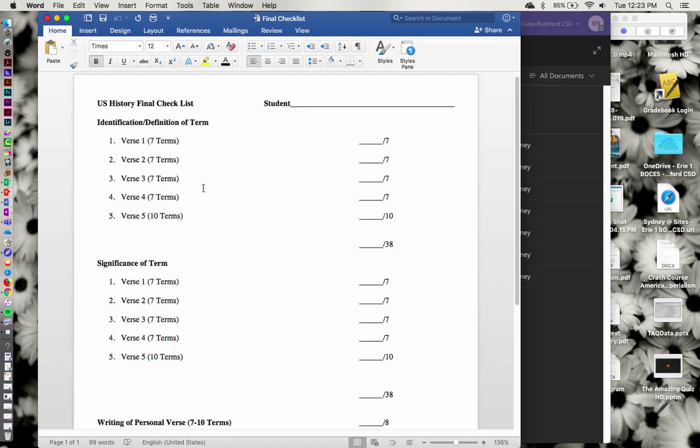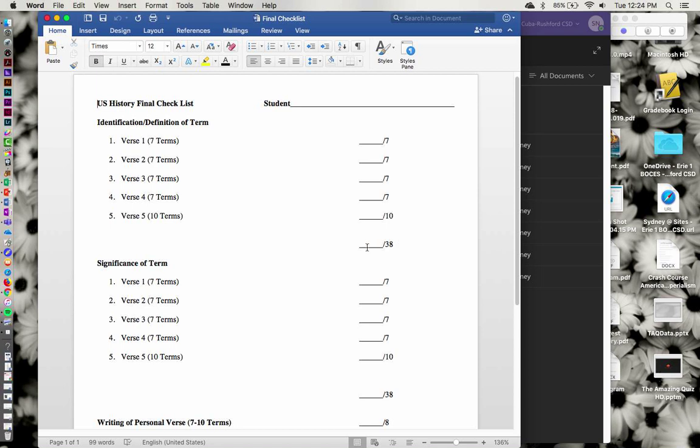So this is part one, identification and definition of the terms. For each verse, you've got a possible of 7 points. You want to make sure that you do all 5 of the verses that you need, and then all of the terms within each of those.